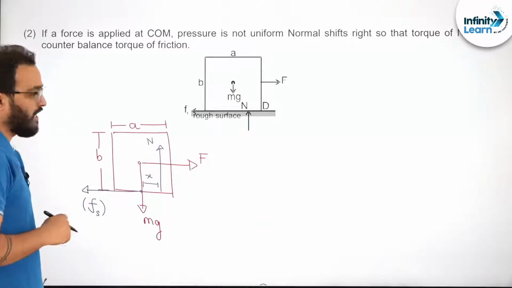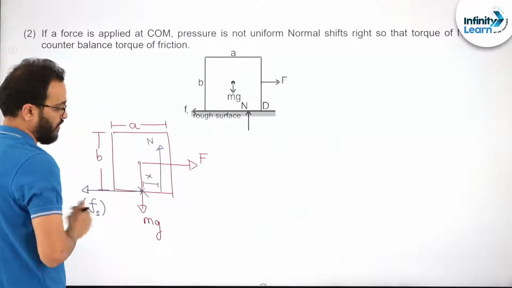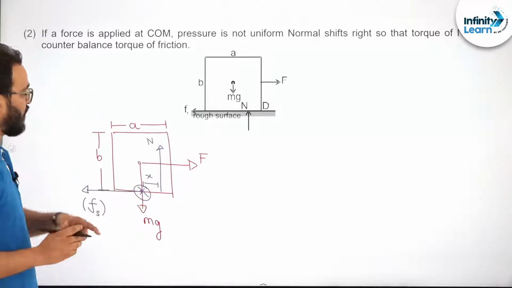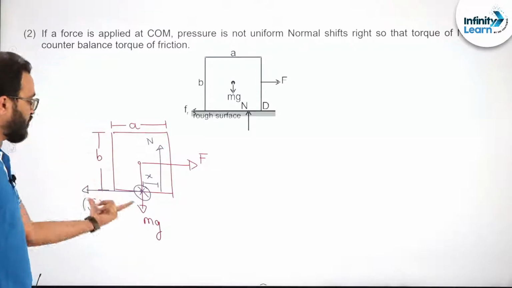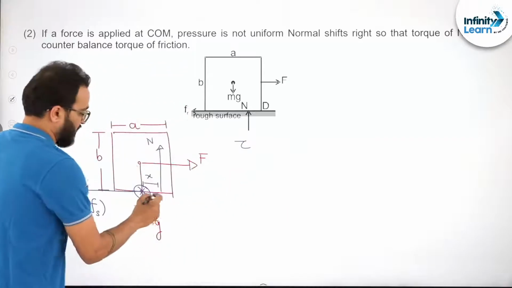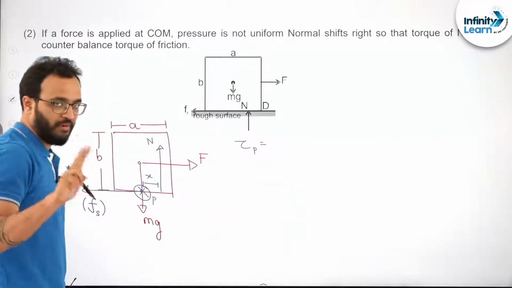Or one more thing we can do, let's say that this is our axis of rotation. Can you see this? If this is our axis of rotation, then the torque of two forces is definitely 0: number 1, mg, and number 2, static friction. So the torque about this axis, let's say this axis is P. Torque about P will be, there will be two torques.